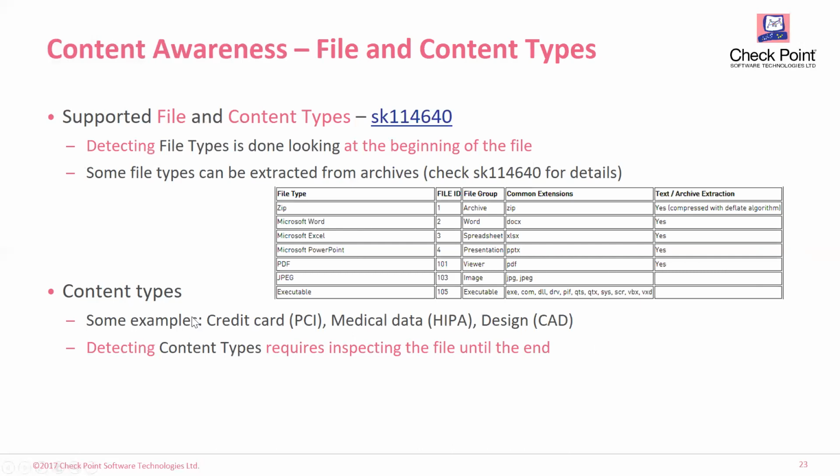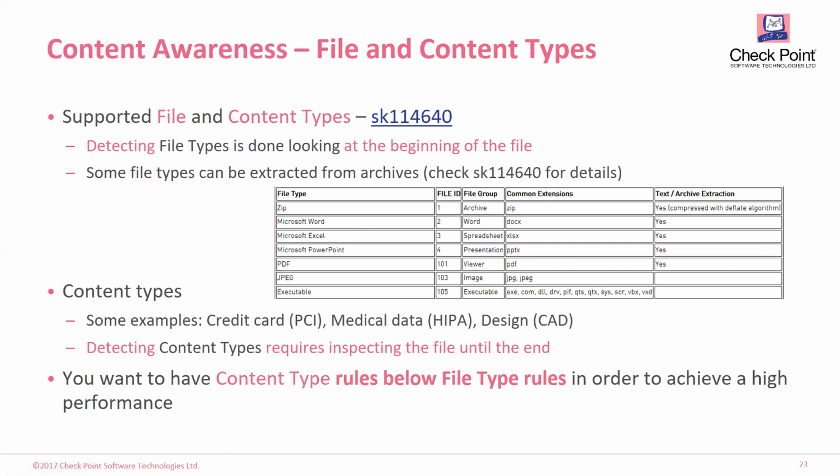So if you're blocking file types and content types, block your files first so that your content types have less to analyze later, because that's the impact on the gateway that will be felt more, because content types have to look at more data than file types do. You want to have your content type rules below file type rules in order to achieve high performance. There you go.